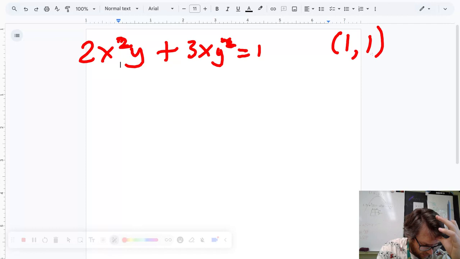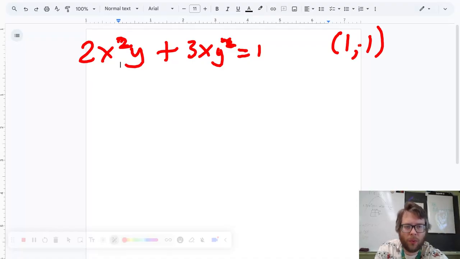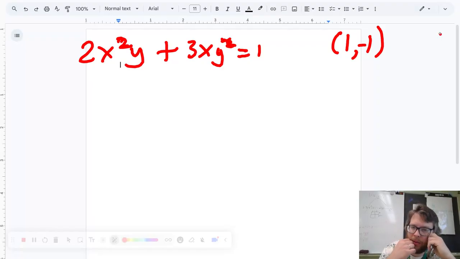Which is rather interesting because that's not even on this curve, because if we plug in 1 and 1 we get 5. So this must be one of those fun questions where there is an error in the textbook. So I'm going to change it. If I look at instead the point (1, negative 1), now it should work because making the y value negative turns that into a negative 2 and a positive 3.